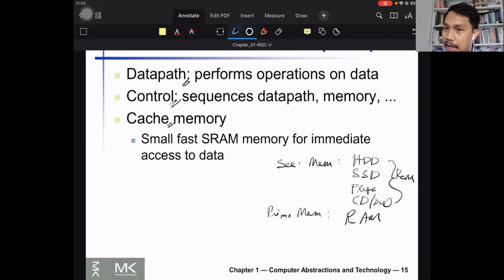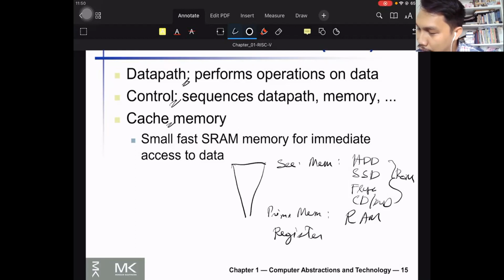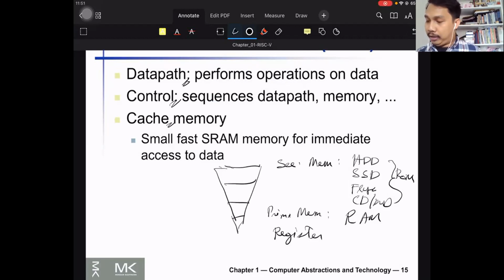RAM is where the immediate data for processing is stored. Then we have what we call registers. In the hierarchy, like the inverted triangle from earlier, the slowest are at the bottom and the fastest at the top. Secondary memory is supposed to be at the lowest. Registers are much faster than RAM. Of course, RAM is much faster than ROM.